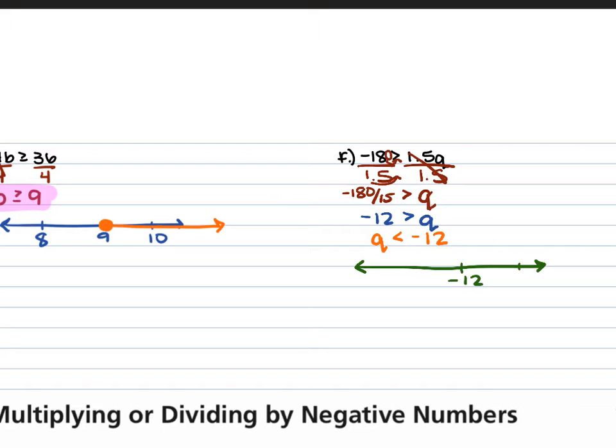On our number line, we're going to have the negative 12, the negative 11, and the negative 13. We're going to have an open circle on that negative 12 since it's not equal to. Our sign points to the left when our variable comes first, so our line will run to the left as well.